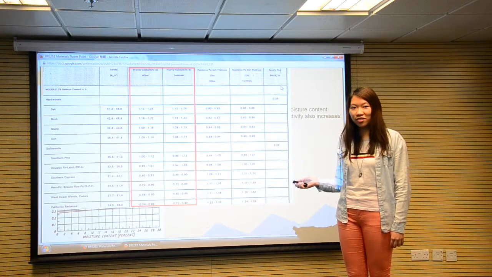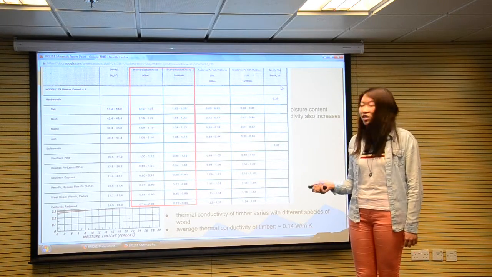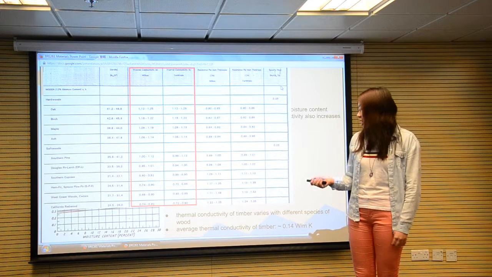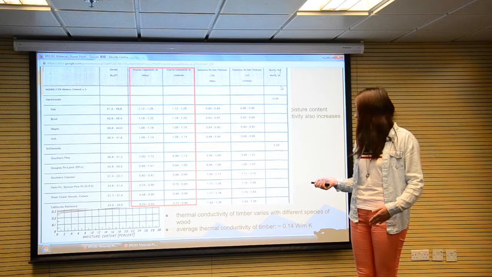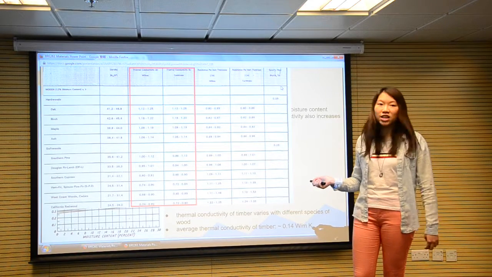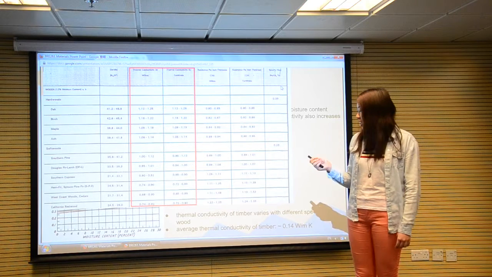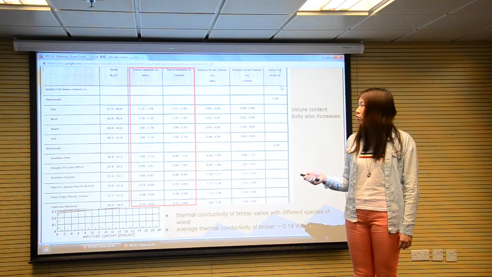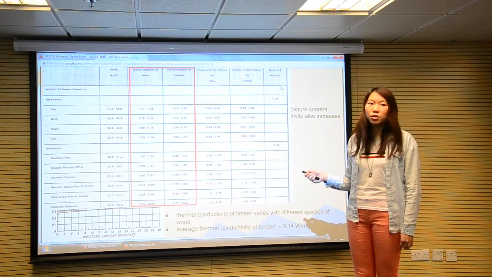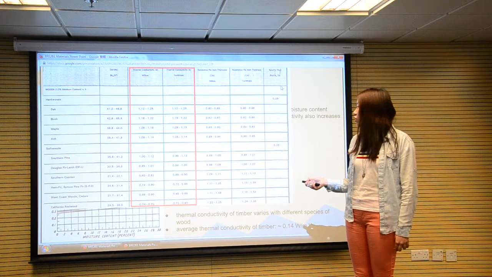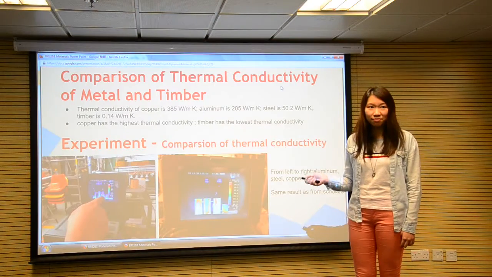And the thermal conductivity of timber also varies with different species of wood. For average thermal conductivity, it is around 0.14 watts per meter K. And for instance, for hardwood log, it has a thermal conductivity of around 1.12, and for softwood, it has around 1.